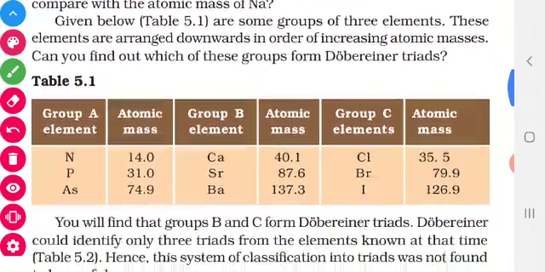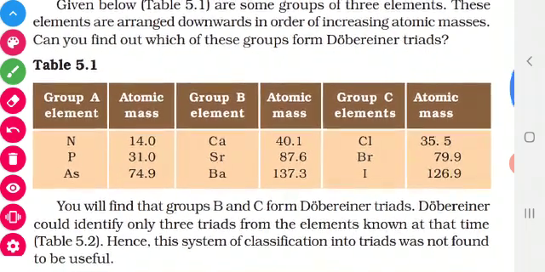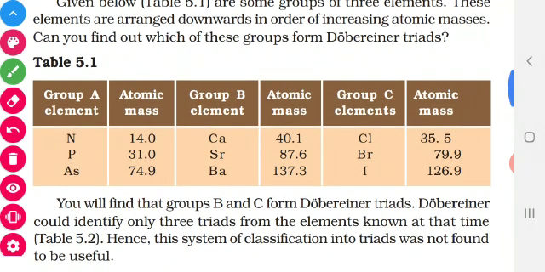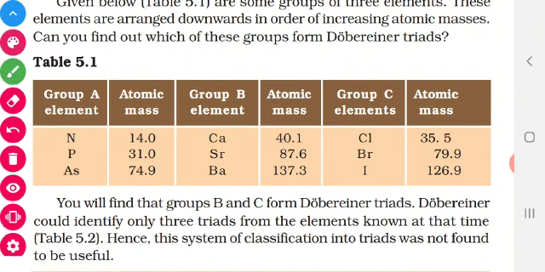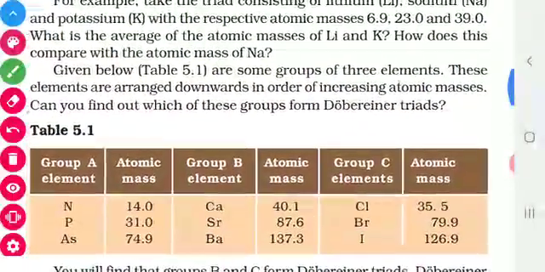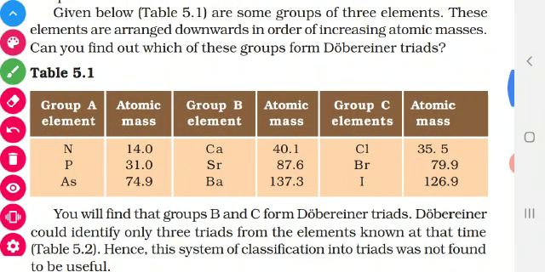Now come to the triads. In table 5.1 you can see some triads, isn't it? Group A element, group B element, group C element. Now you have to identify whether they are Dobereiner triads or not. Come to the group A elements: N, P, As. N means nitrogen. P means phosphorus. Then As, arsenic. Then Ca means calcium, strontium, barium, Cl chlorine, Br bromine, I iodine.